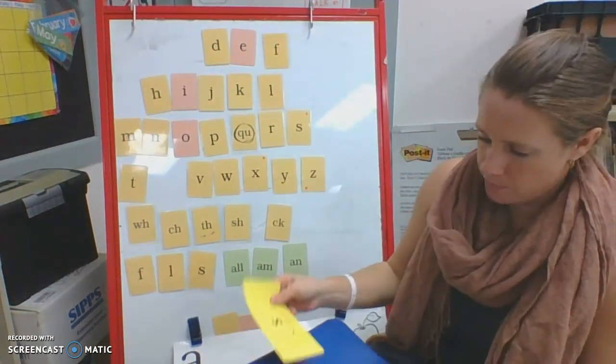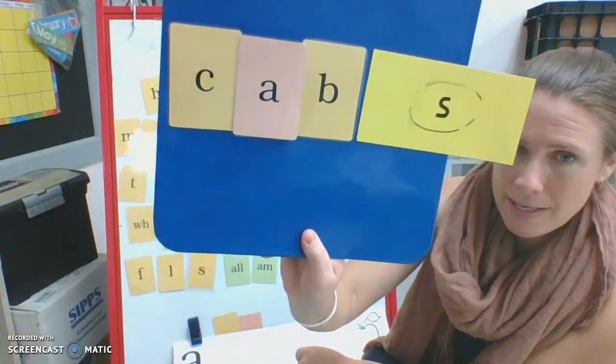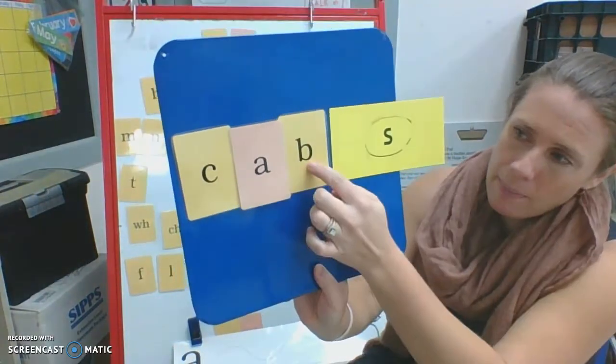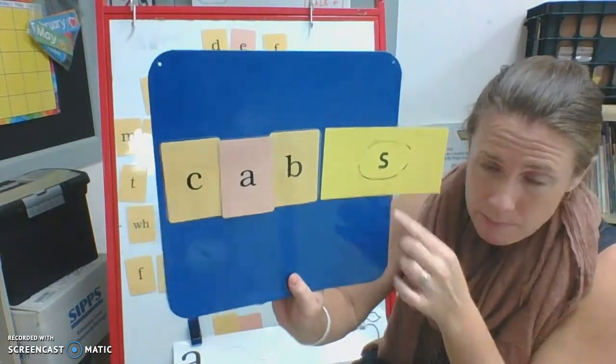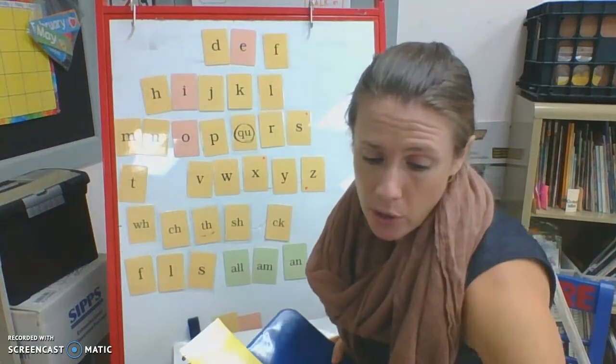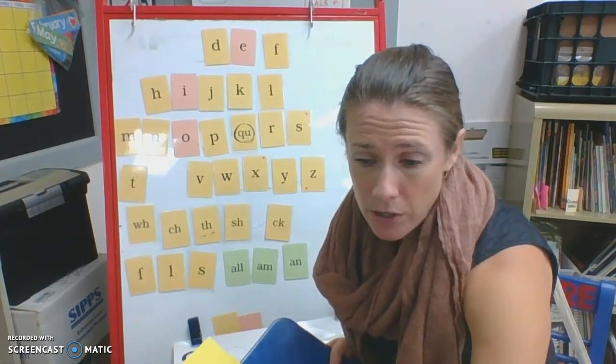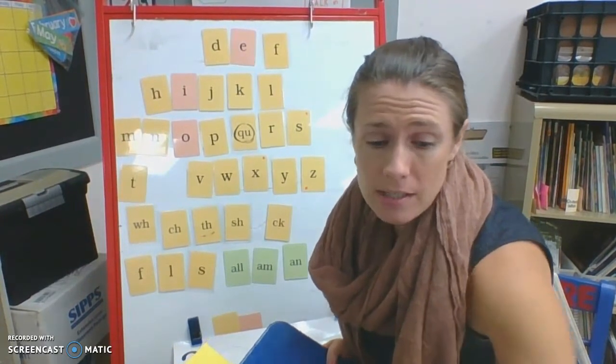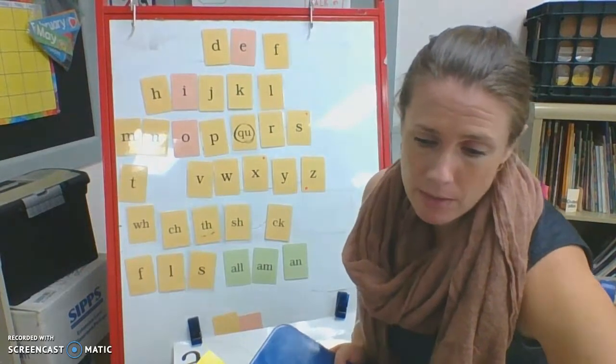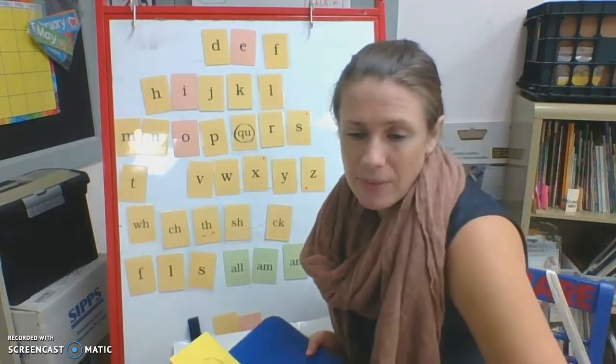Okay, look at this one. What's the base word? Cab. Whole word, cabs. Let's practice a few more without looking at any letters. So I will say a word, and I want you to be able to just tell me the base word, okay? What is the base word in this one?